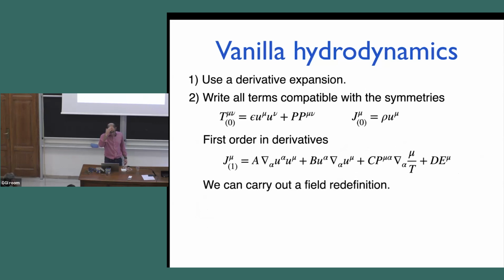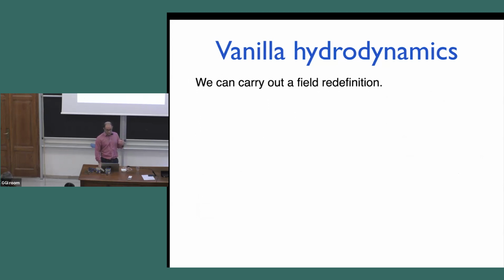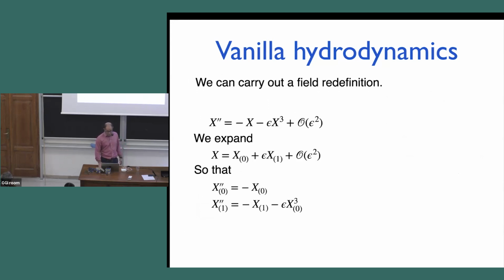And now we can further simplify things by doing a field redefinition. This is a little bit confusing if you don't think about it in terms of a derivative expansion. So let me explain what I mean by a field redefinition. Let's go back to the example of the perturbed harmonic oscillator, which we want to solve perturbatively to linear order in epsilon. Suppose we want to compute the energy. What we need to do is insert the solution into the expression for the energy and expand to linear order in epsilon, and that'll give us the energy for a particular solution.